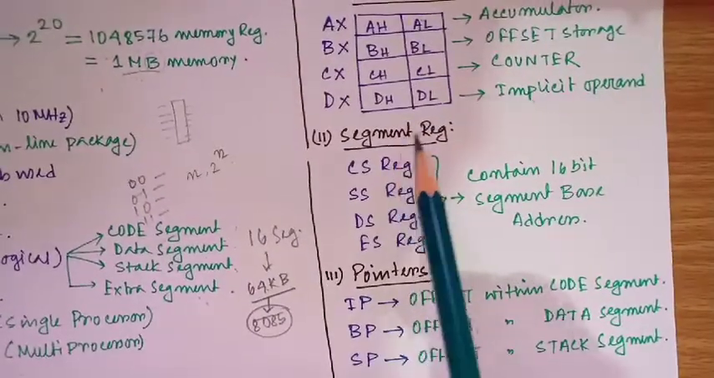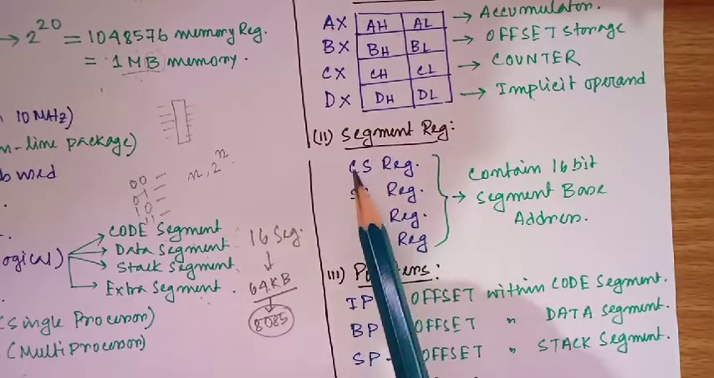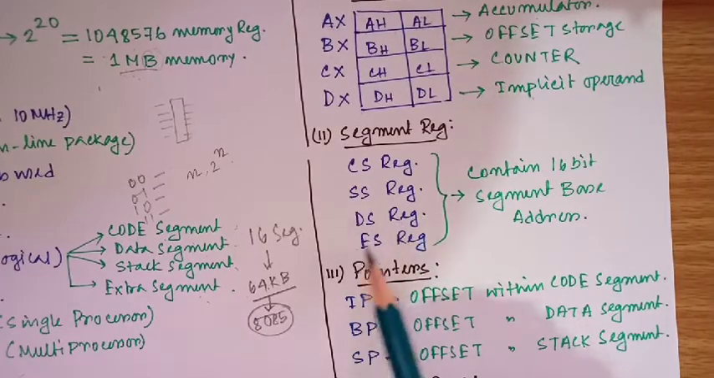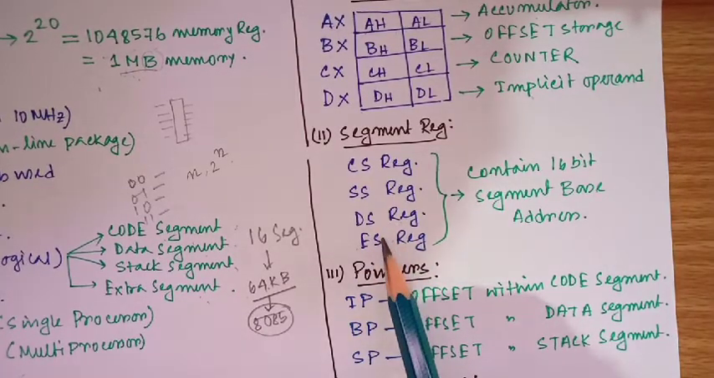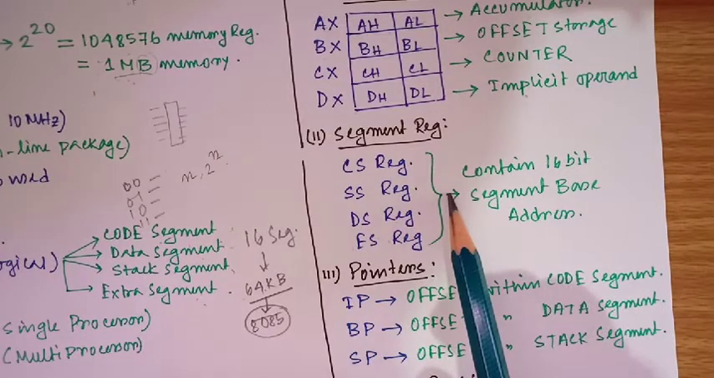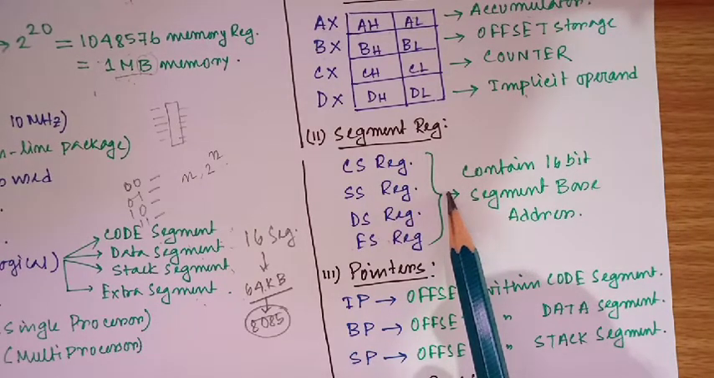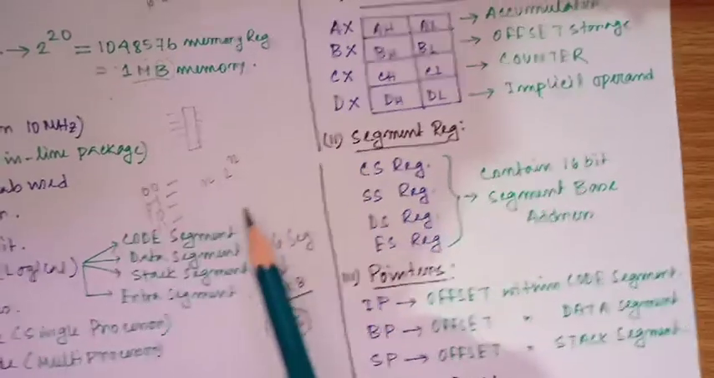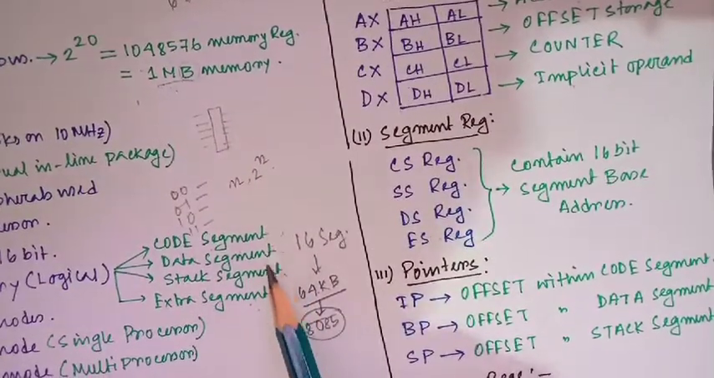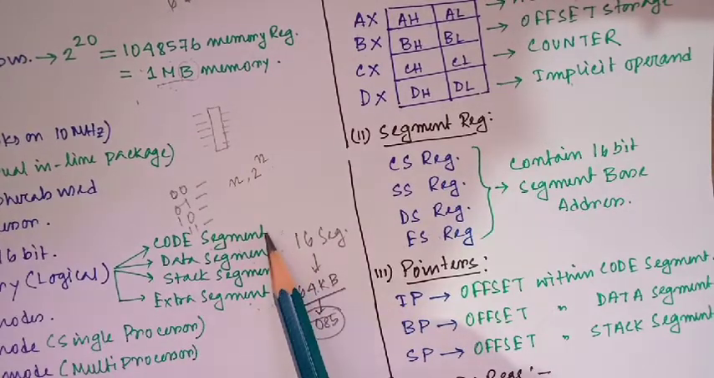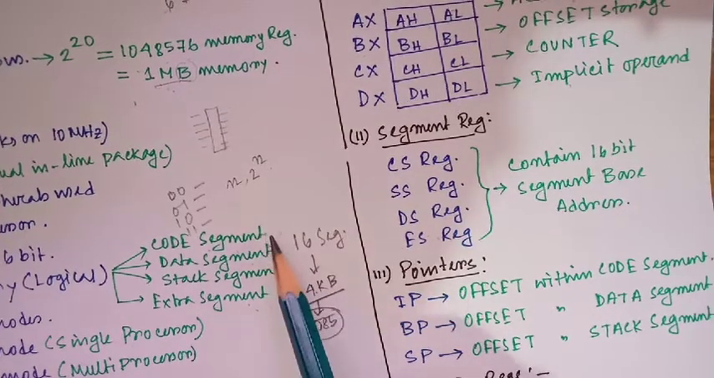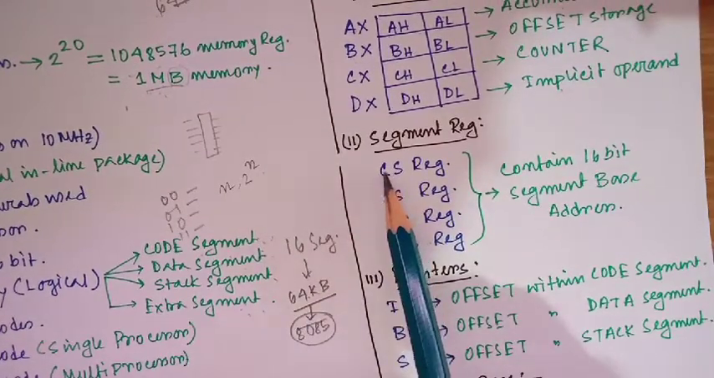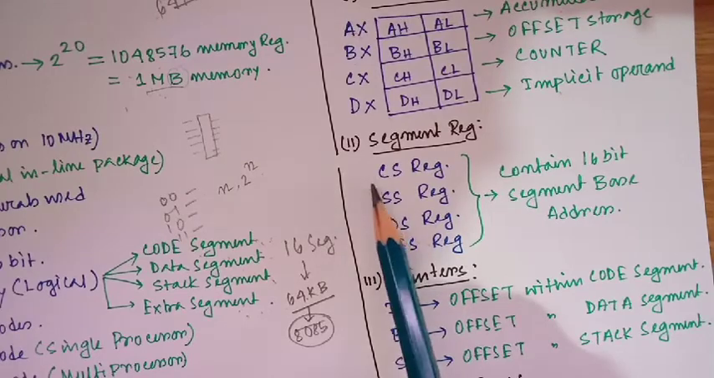Now point number 2 is segment register. Here we have code segment register, stack segment register, data segment register, extra segment register. What is their function? They all contain the starting address or base address of segment memories. So we can relate here: the memory is classified into 4 different segments. Each segment should have a base address. That address is denoted by a register, and these registers are called by these names.